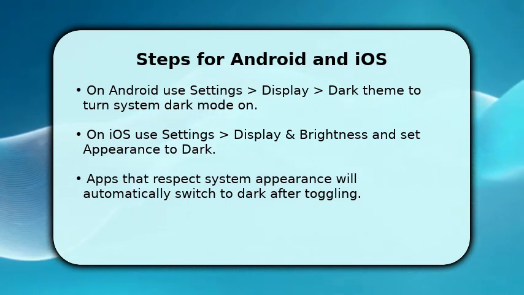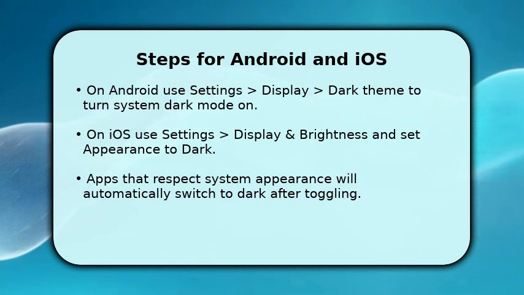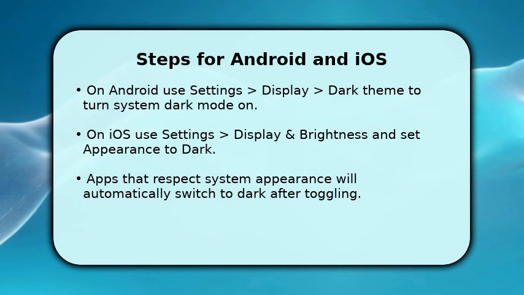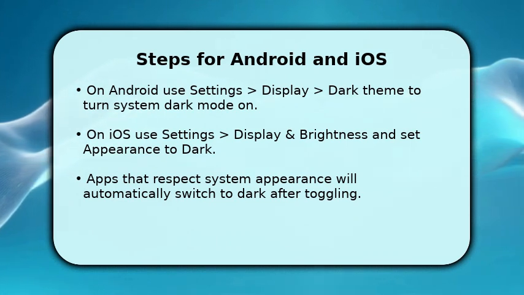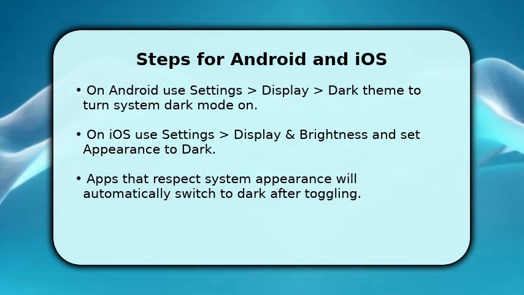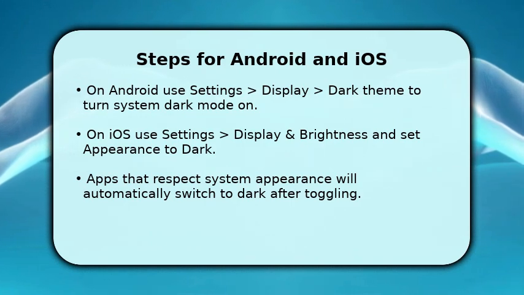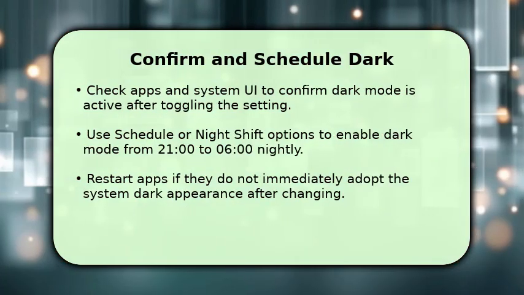After you switch the system theme, compatible apps will change automatically without extra app settings. If an app ignores system appearance, check the app settings for an independent theme toggle. After enabling System Dark Mode, verify that System UI and apps display dark backgrounds and light text.